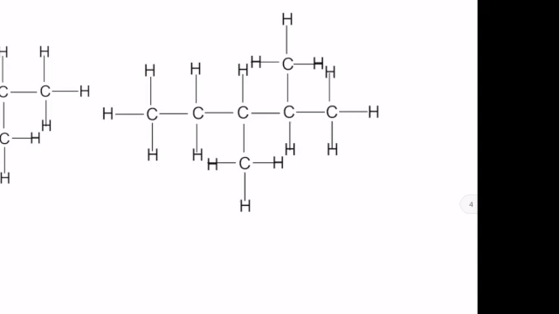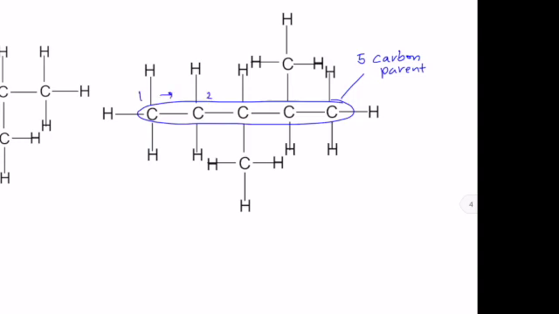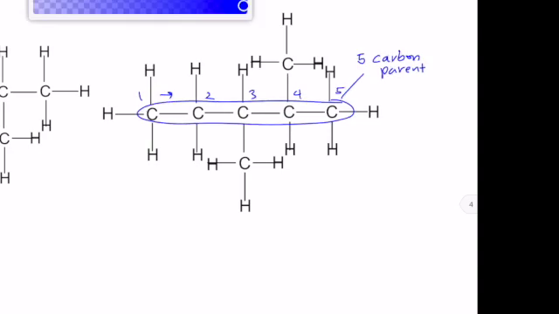In this example, the longest continuous chain looks like it's going to be straight across left to right with 5 carbons. So this is a 5 carbon parent chain. And then the decision is whether to number from left to right, which would be 1, 2, 3, 4, 5, or from right to left, this way, which would be 1, 2, 3, 4, 5.